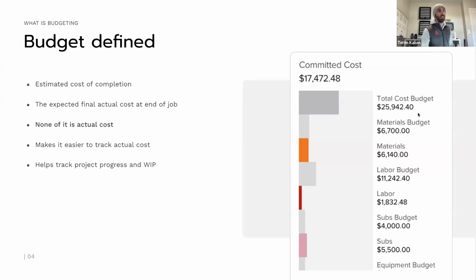So we could see in this example, I estimated or budgeted $6,700 for materials, and I've spent $6,140, so I'm under budget. But this is the idea here, is that the budget is a number for us to track the actual cost against.